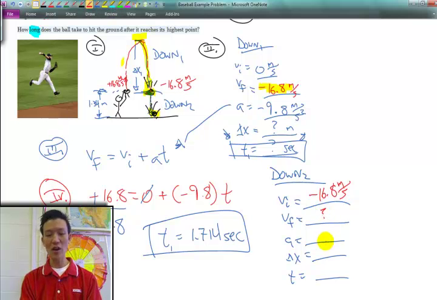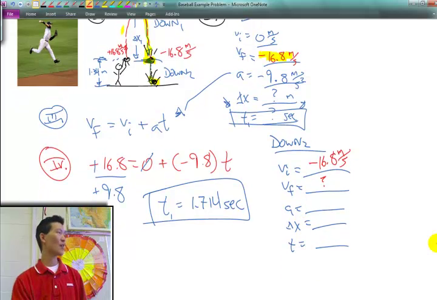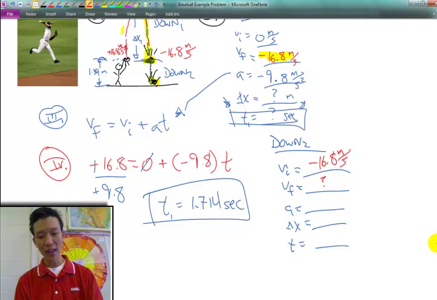Do we know VF? We don't. We don't know how fast it hits the ground. Do we need to know it? Probably not. So again, the four steps make your life easier, so you don't have to solve for something that you don't need to. On your test, don't waste time solving for something you don't need to know, okay?